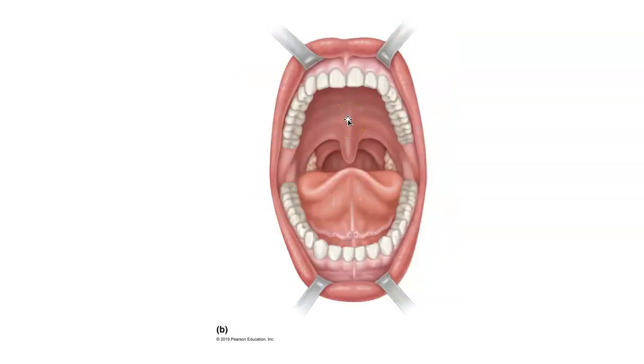Taking a look at this view, here's the hard palate. And then the posterior muscular archway is the soft palate. The soft palate gives rise to a soft, fleshy projection on midline called the uvula. And this open archway is known as the fauces.